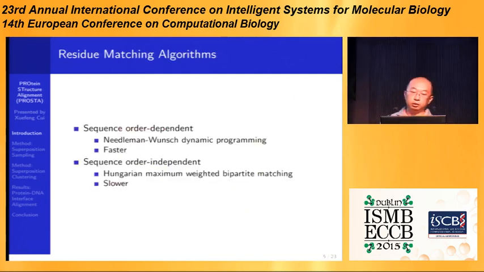So for this reason, TM-Align tried to improve the alignment by adopting a sequence order independent method algorithm. And I'm not going to discuss the details of these 2 algorithms, but there's one thing that you need to remember for this talk. The sequence order independent method is much slower than the sequence order dependent method.